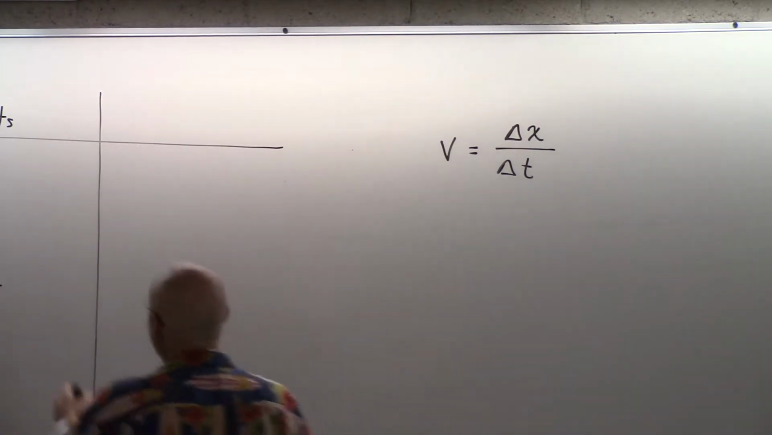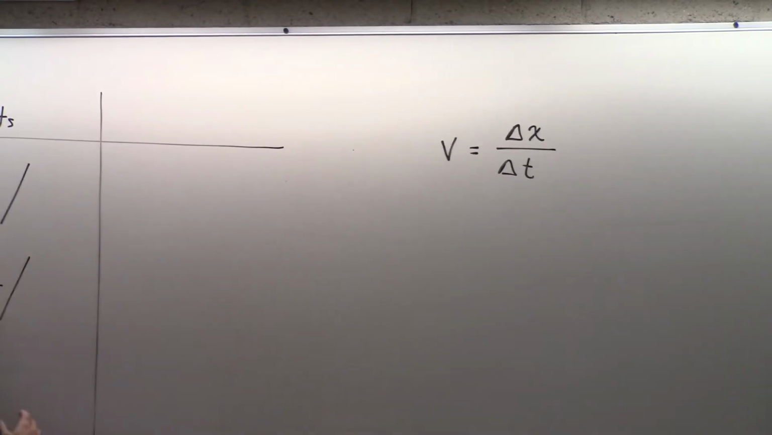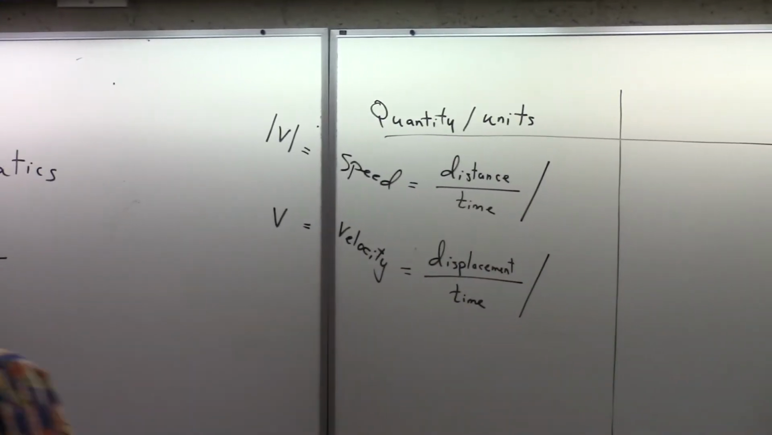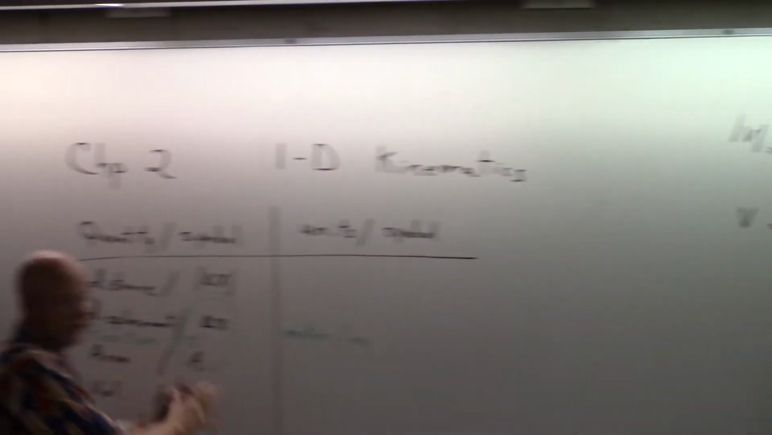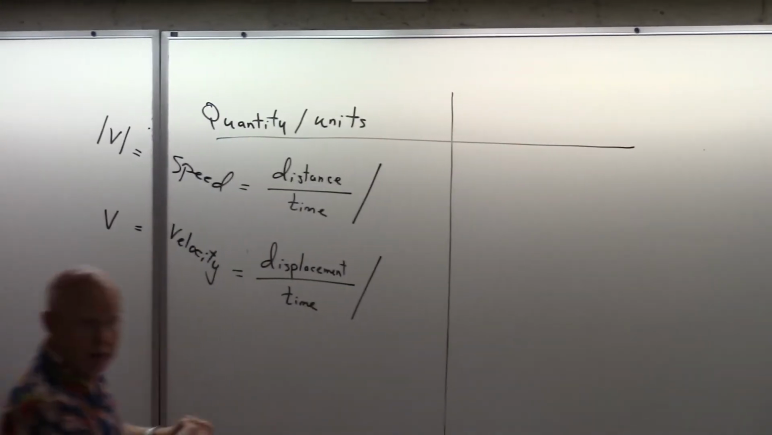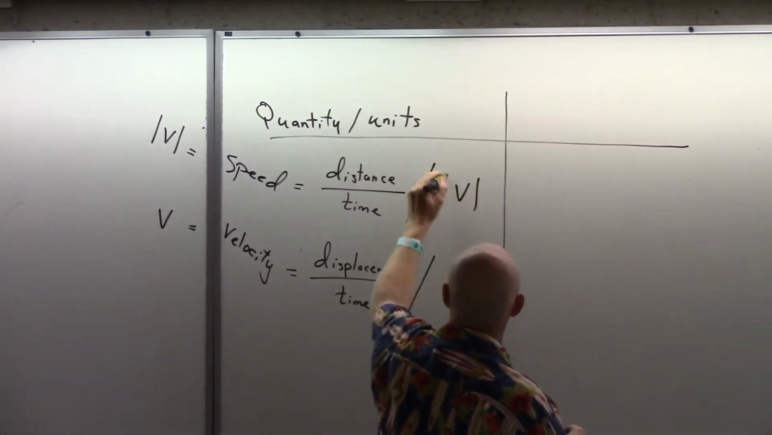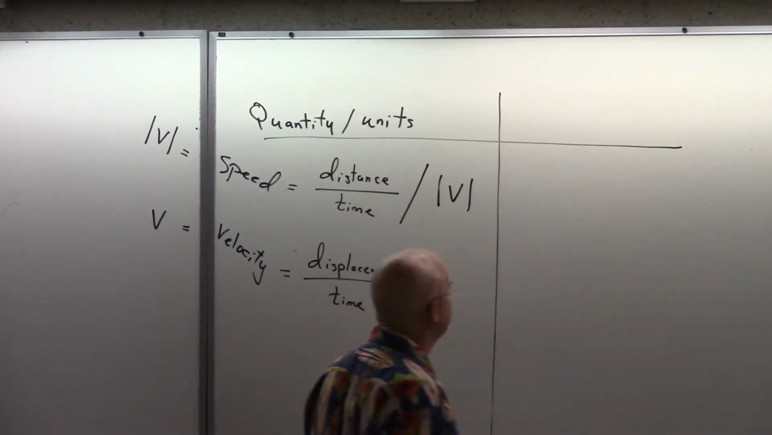Oh, and I guess I didn't follow my little pattern here. I should have put a slash to say, okay, what are the symbols? And I put them over here. So I'm going to put absolute value of v and v, okay?